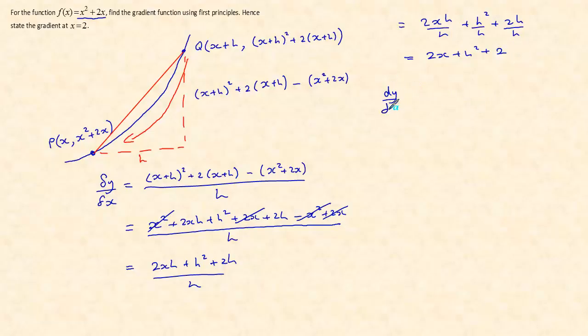Now dy dx, the gradient function, is the limit as h tends to 0 of delta y over delta x. So tending h to 0 is not going to affect 2x, it's not going to affect 2, but this one here will just go to 0. It wouldn't be h squared, of course, it would just be h. I forgot to cancel that down. So h squared over h is just h, but nevertheless it goes to 0.